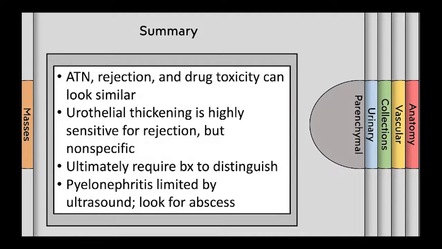In summary, acute tubular necrosis, rejection, and drug toxicity can look similar to each other. Urothelial thickening is highly sensitive for rejection, but again is not specific. Ultimately, parenchymal disorders usually require a biopsy or laboratory values to be able to distinguish among them. Pyelonephritis is extremely limited by ultrasound. However, the complication of pyelonephritis of an abscess is useful to be evaluated by ultrasound.